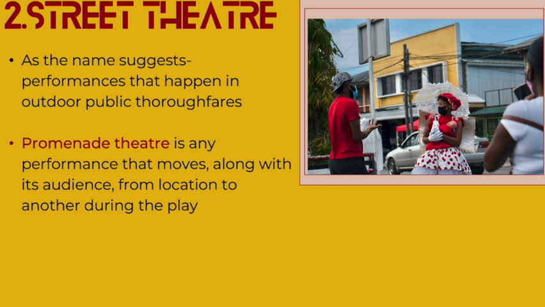Regularly, street theater might be in one particular location, so don't get confused by the name. The reason they call it promenade is because it comes from the French word promenade, which means to walk. So promenade theater doesn't mean that it is situated at a promenade. Street theater actually does, because street theater means that it's in one place in the public. Promenade theater might start at the bottom of the street and then walk to the top.